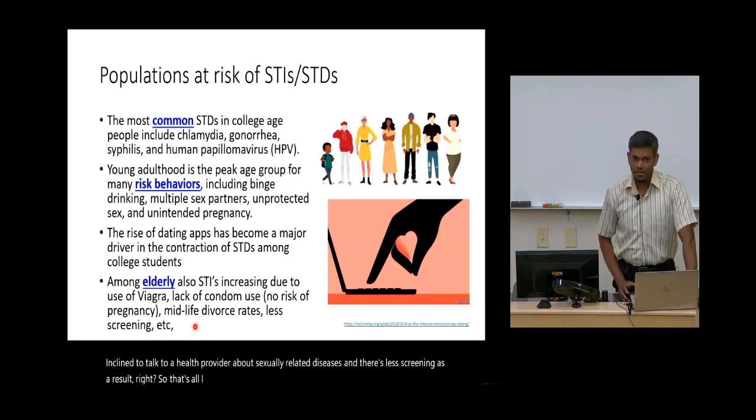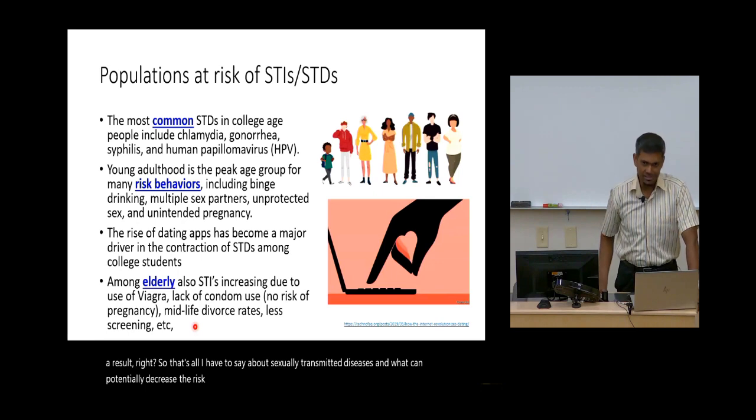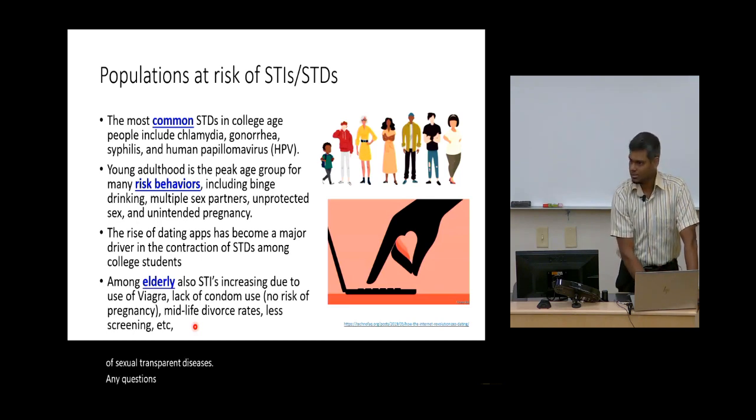Right, so that's all I have to say about sexually transmitted diseases. And what can potentially decrease the risk is barrier methods as contraceptives, which can decrease the risk of sexually transmitted diseases. Any questions, comments?